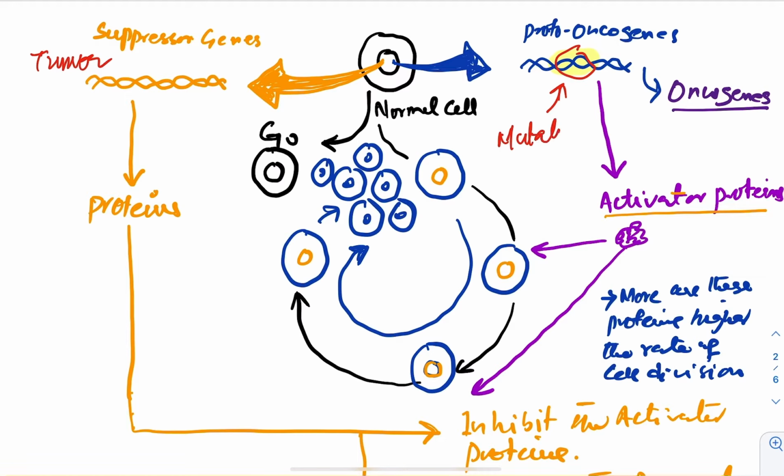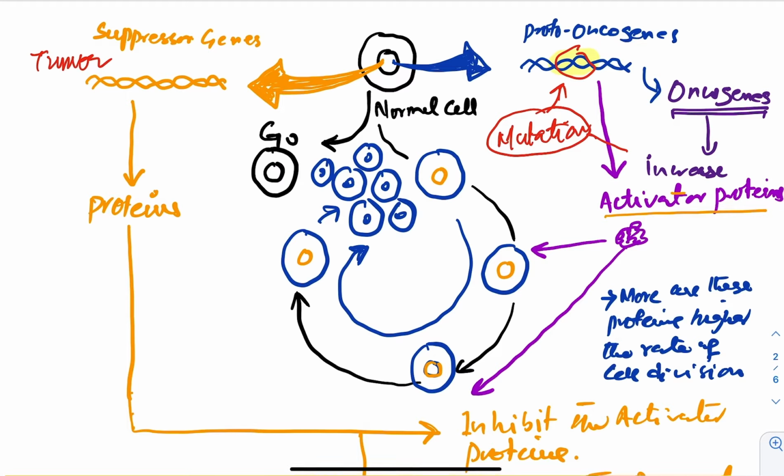These genes become activated and they increase the release of these proteins. So as a consequence, the rate of cell division increases. So the cell continues to divide without stopping at any phase.